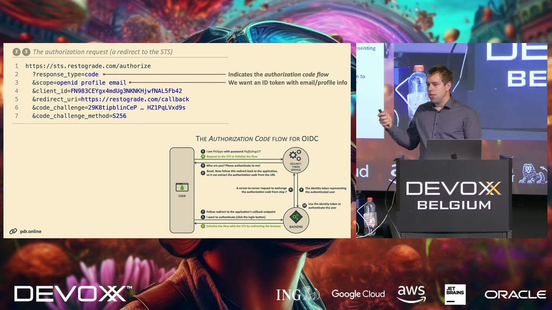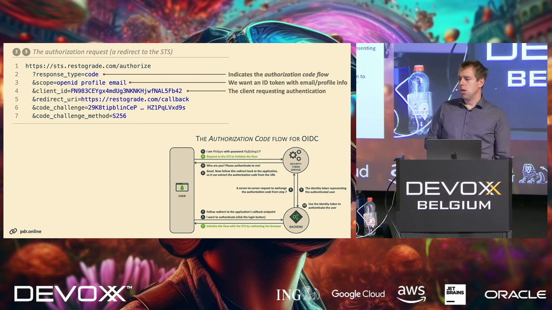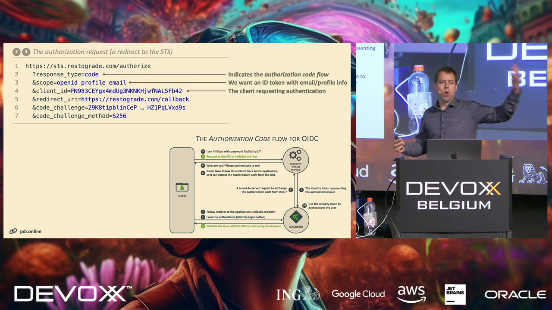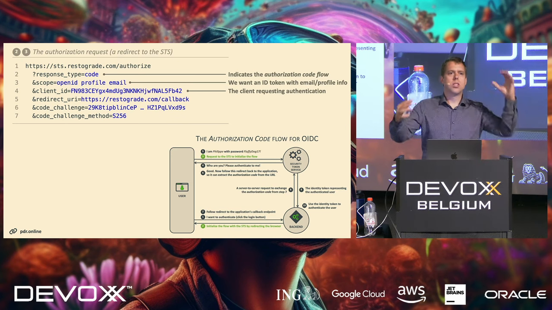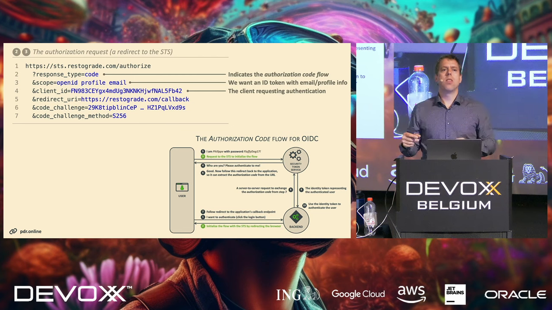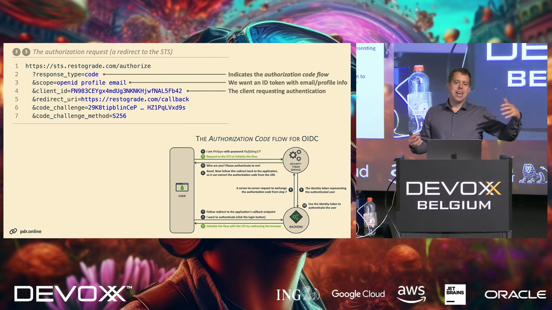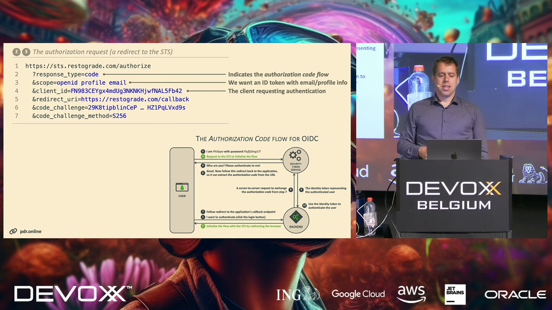We also tell upfront which client we are. So every client that wants to run a flow with STS has to be registered with some configuration parameters and so on and so on. And here you indicate what client you are, because this is an ID you have received before, and that's essentially how you make that happen.